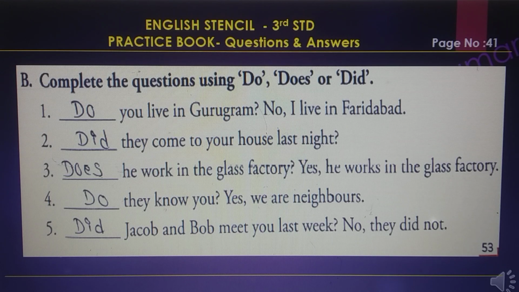Fourth one, do they know you? Yes, we are neighbors. Fifth one, did Jacob and Bob meet you last week? No, they did not.